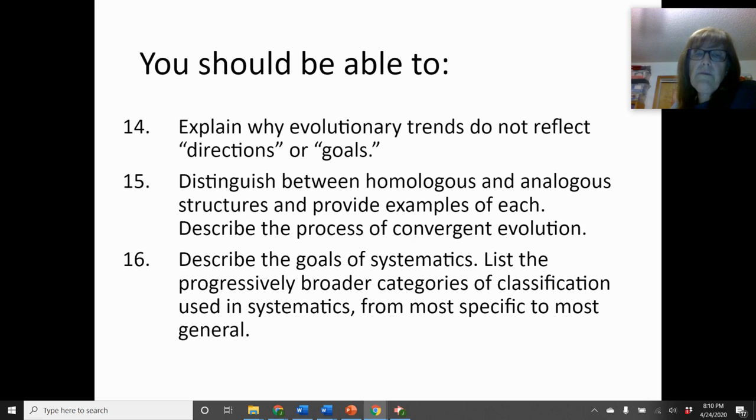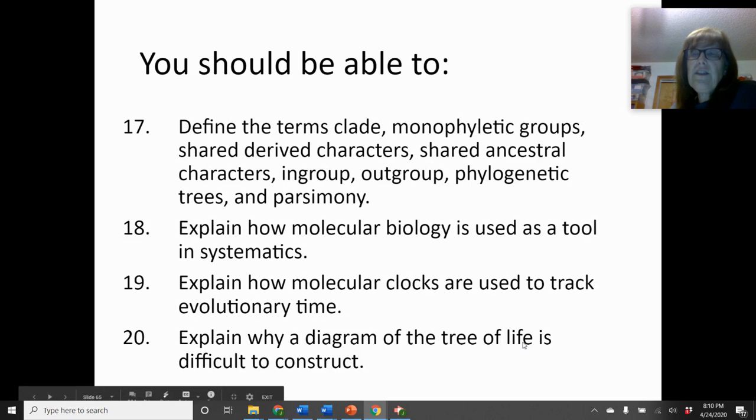Describe the goals of systematics. List progressively broader categories. That's that domain, kingdom, phylum, class, order, family, genus, species, all the way down to that most specific species level. Define the terms clade, derived characteristic, shared ancestral characteristics. Don't worry about in-group, out-group. You should know what a phylogenetic tree is. You should know what parsimony is. You should know how molecular biology can be used as a tool in systematics.